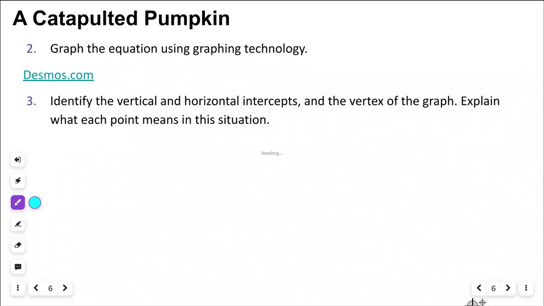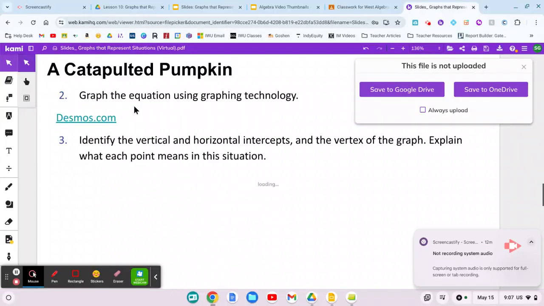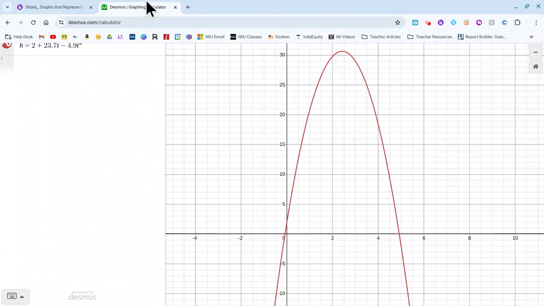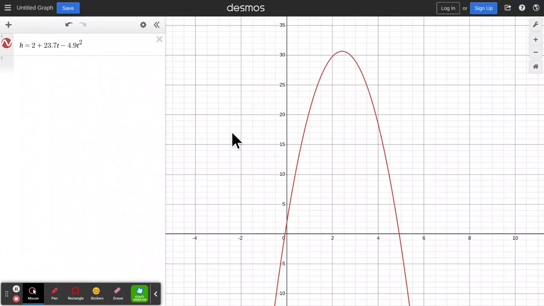In the next part, we are actually going to graph the equation from this story. And using that graph, we are going to identify the vertical and horizontal intercepts as well as the vertex of the graph. We didn't talk about that in the previous question, but we'll identify that as well. And so switching us over to Desmos, I went ahead and graphed it for us, and here is our graph. So we had said we were going to identify the intercepts and the vertex.